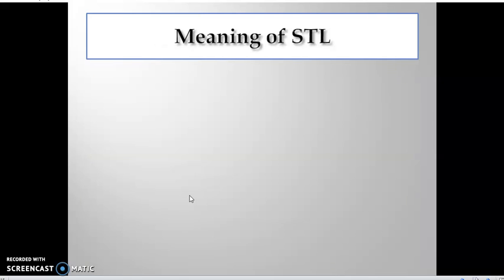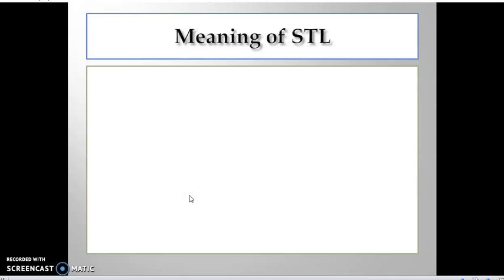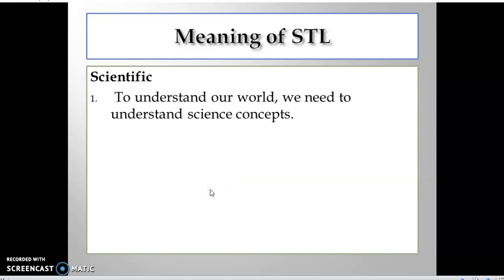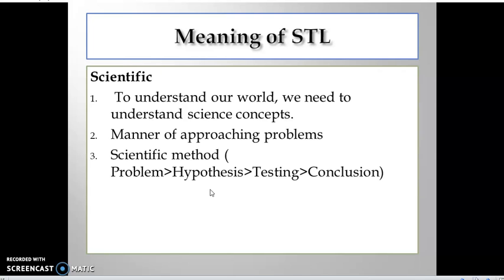Now let us try and understand what exactly STL, that is Science and Technological Literacy, is. When we talk about the scientific component, which is a part of this term, to understand our world, we need to understand science concepts and the manner of approaching problems. When we talk about the manner of approaching problems, we can think of the scientific method. Now what does the scientific method consist of?